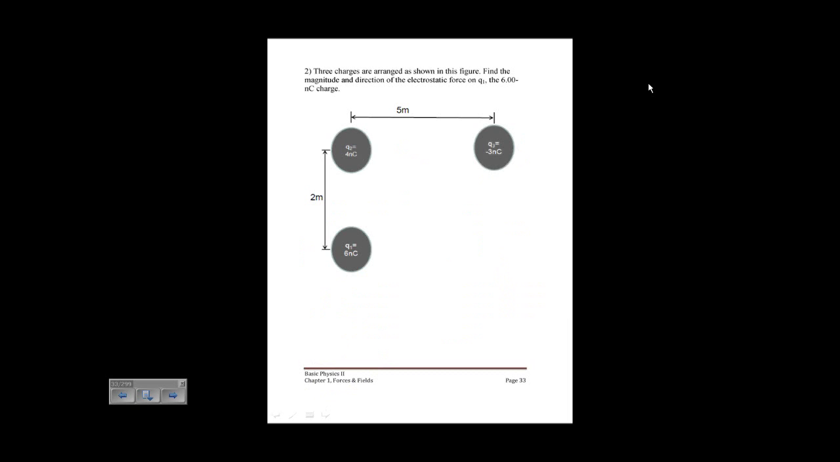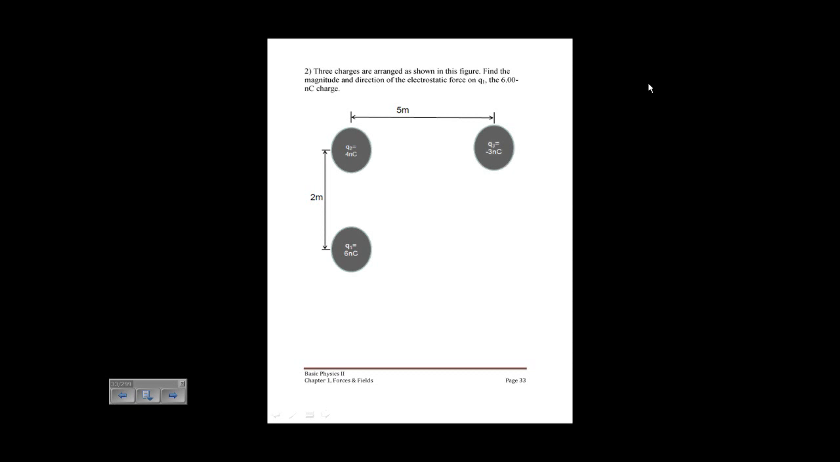Alright, 3 charges are arranged as shown in this figure. Find the magnitude and the direction of the electrostatic force on Q1, the 6 nanocoulomb charge. First thing we want to do is just draw our vectors that are acting on Q1. You know, this problem is almost identical to one that we had done before, but instead before we were dealing with gravitational forces, and now we're just dealing with electric forces.